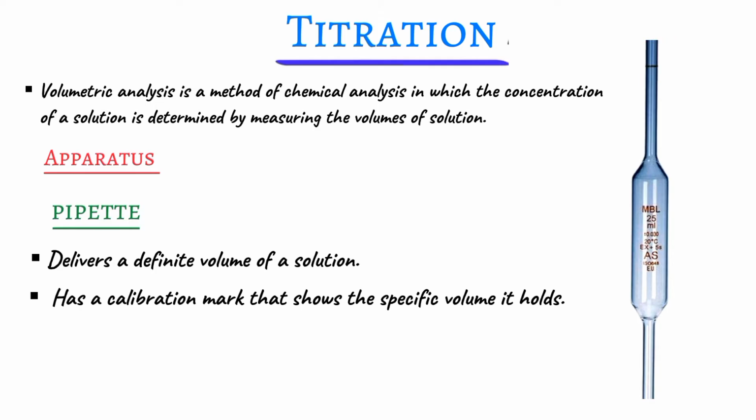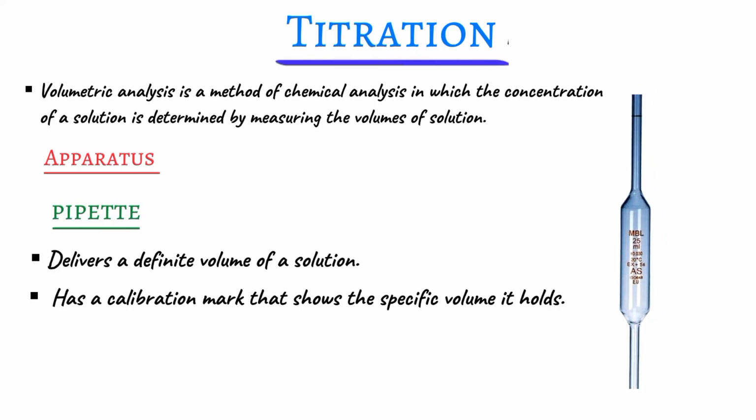It shows the level of the specified volume that it fills. A lot of pipettes have a capacity of 25 ml. So if you suck in a particular volume and it reaches the calibration mark, that simply shows you that the volume within the pipette is 25 ml.